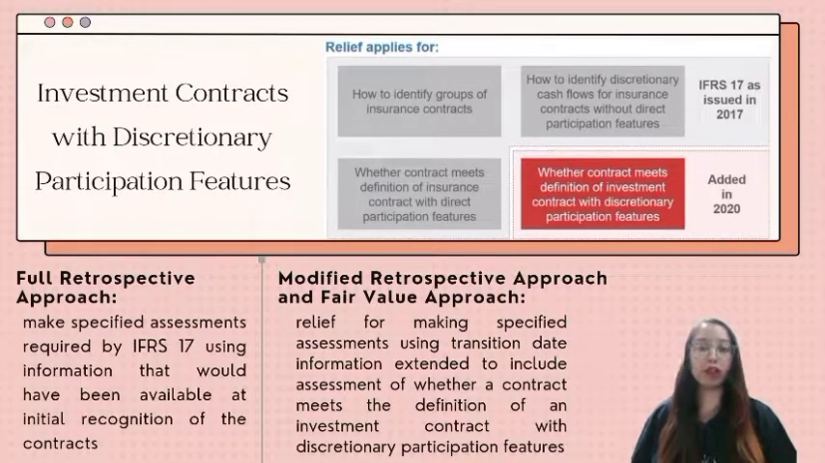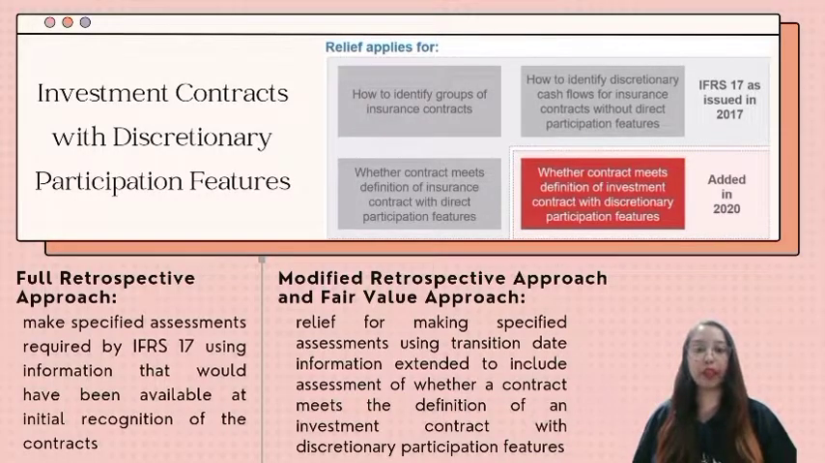So for the full retrospective approach, make specified assessment required by IFRS 17 using information that would have been available at initial recognition of the contracts. For the modified retrospective approach and fair value approach, relief for making specified assessments using transition date information extended to include assessment of whether a contract meets the definition of an investment contract with discretionary participation features.